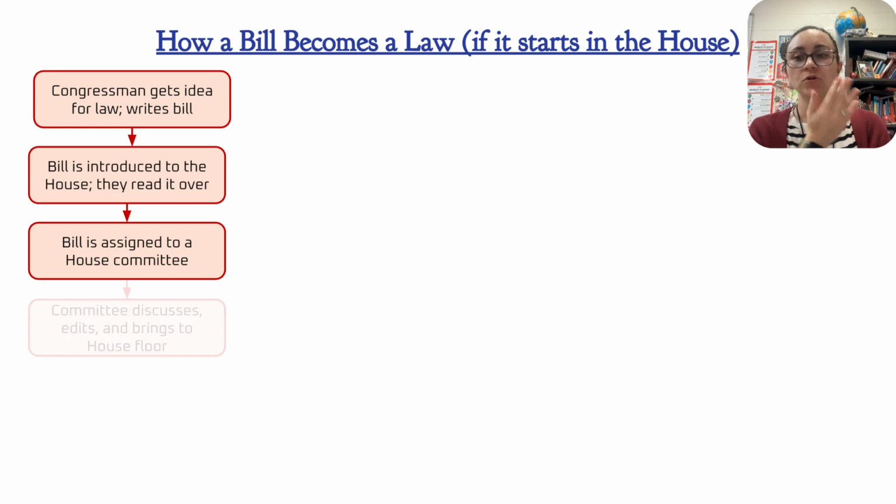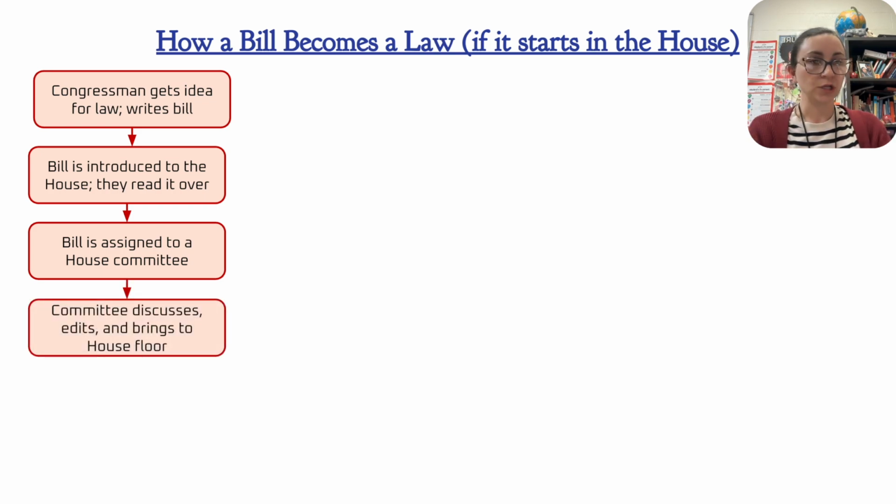The bill will go to the committee, and they will discuss it. They will usually edit it, and they will bring it to the House floor. Now, this right here is where most bills die. A bill dying means it never becomes a law, obviously. And so a bill dying in committee happens about 90% of the time. Most bills, 90% of bills, do not actually make it to the House floor.